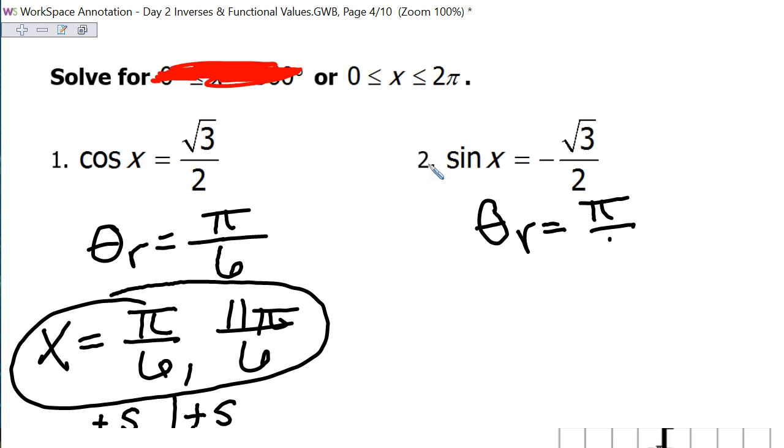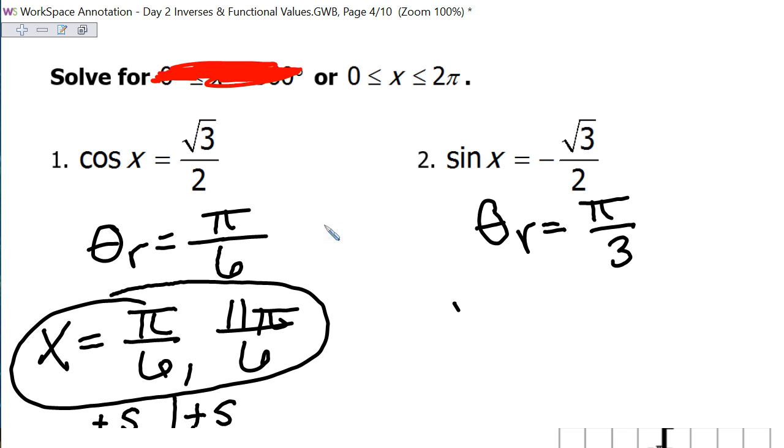Pi over 6? Wait, that's not right. Pi over 3. So this would be 60 degrees. So sine of 60 degrees is square root of 3 over 2.